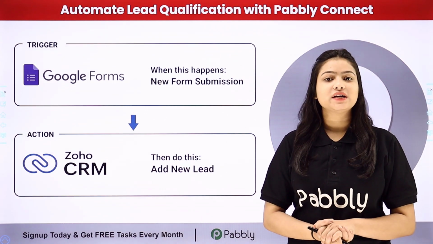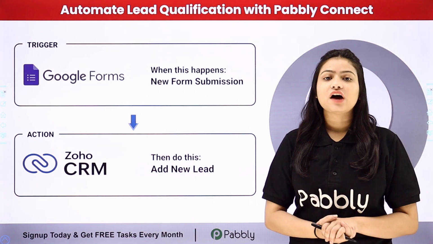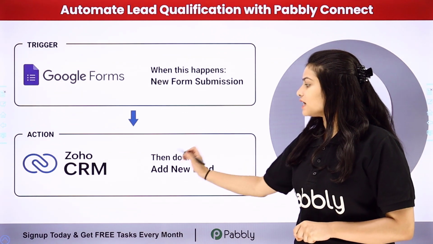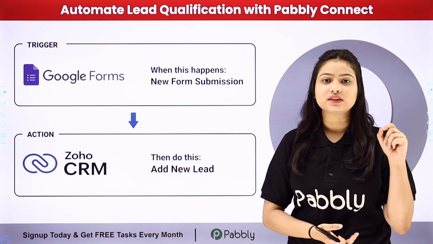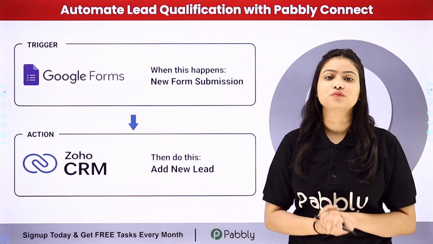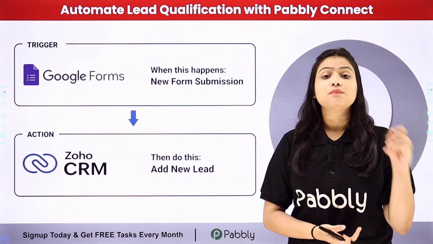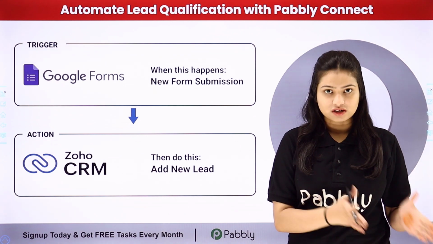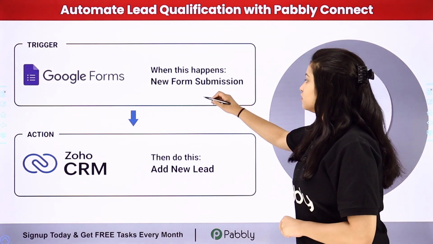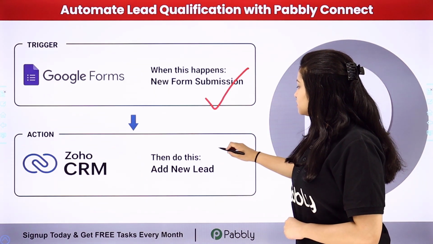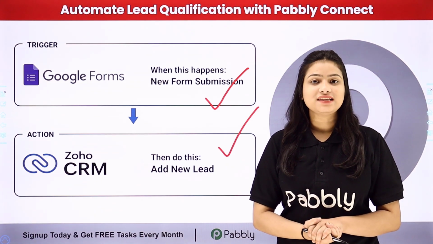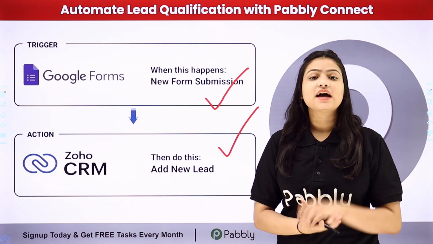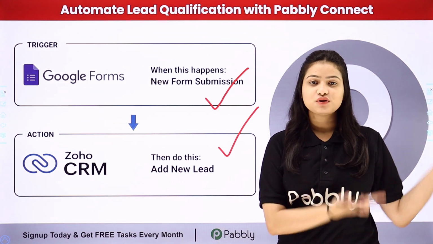So how are we going to automate this entire process? For this, we will have to set up a connection between Google Forms and Zoho CRM, and that we are going to do without any coding or programming skills with the help of Pabbly Connect, which is an amazing automation and integration software. Pabbly Connect works on two principles, trigger and action. In trigger, we are going to take Google Forms, and in action, we are going to take Zoho CRM. We will connect both of them with the help of Pabbly Connect to automate this entire process. To learn this entire automation step by step, let me take you all to my screen.